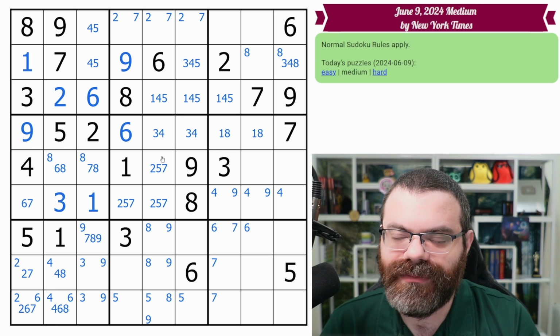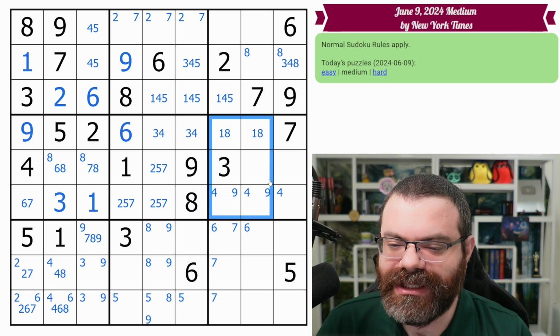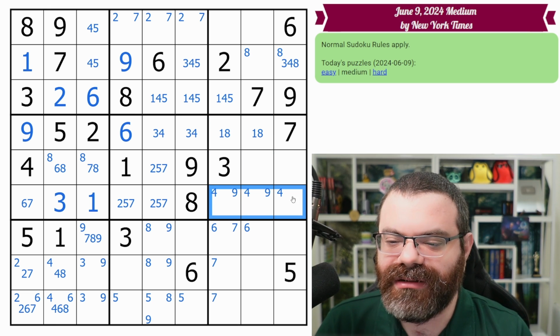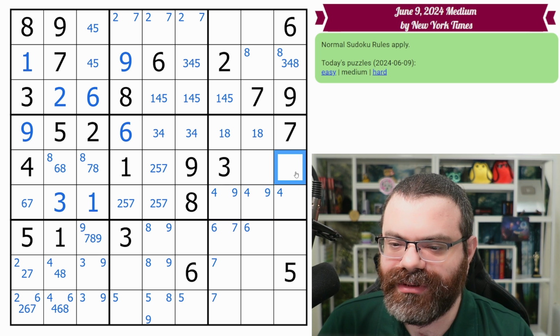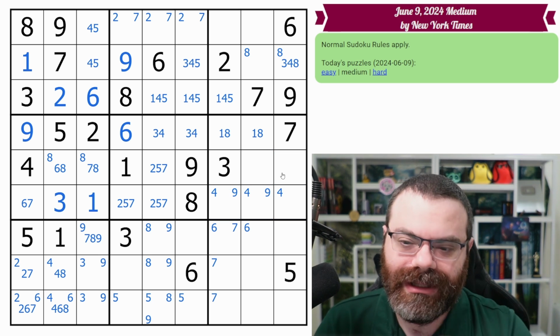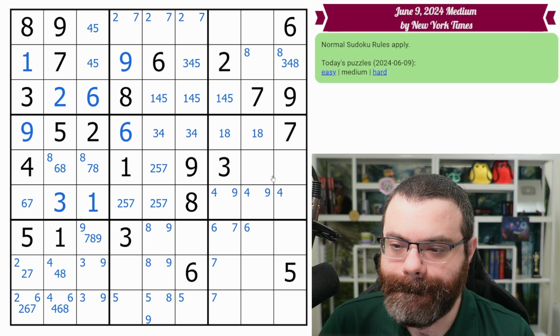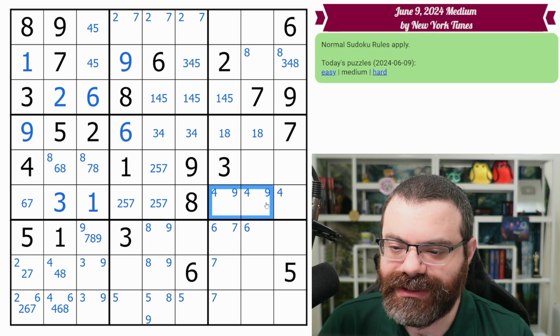Interesting. Okay, so we gotta keep looking at boxes then. Let's pay a little bit more attention to this box. We already paid a lot of attention to it, so I don't think there's going to be much more, but let's just make sure. So yeah, we have the 9s marked. There's nothing to mark with 6s, 5s maybe.